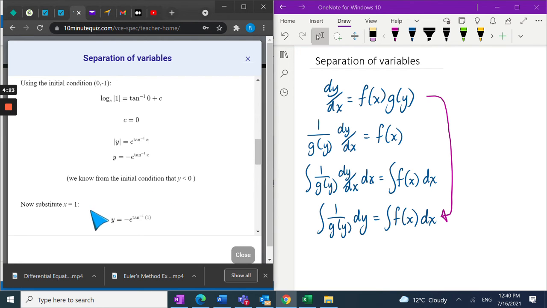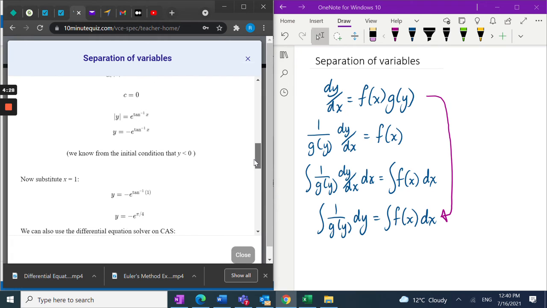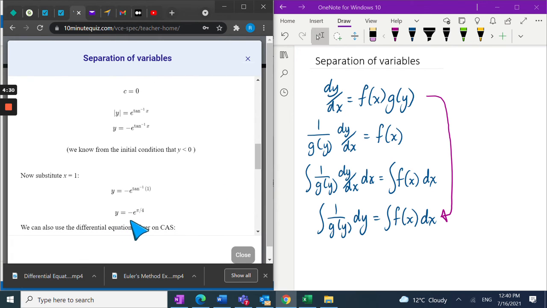Also, if you remember, the question was asking for y when x is equal to 1. So we sub that in and get an answer of e to the negative pi on 4.